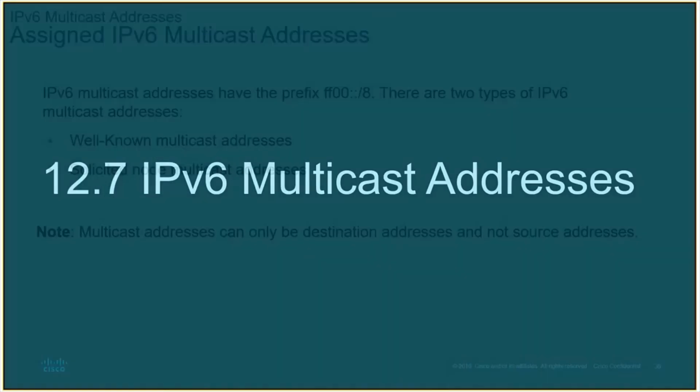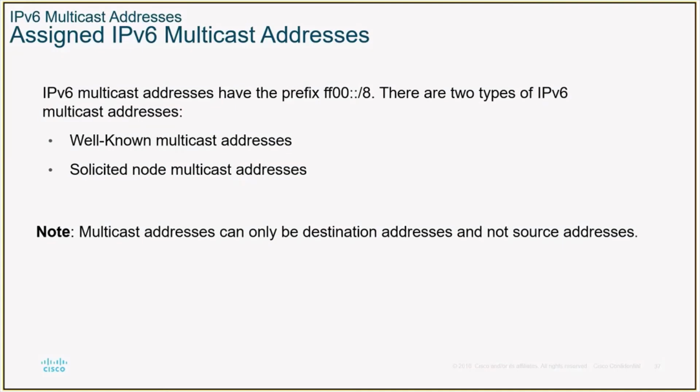Okay, so multicast addresses. IPv6 multicast addresses have the prefix FF00::/8. There are two types of IPv6 multicast addresses: well-known multicast and solicited-node multicast addresses. Again, much the same as IPv4. Multicast addresses can only be a destination address, not a source address. These well-known multicast addresses are for specific purposes. The first one is all IPv6 hosts. The next one I think is all IPv6 routers. And then there are other ones that are used specifically for IPv6 routing protocols and other such things.